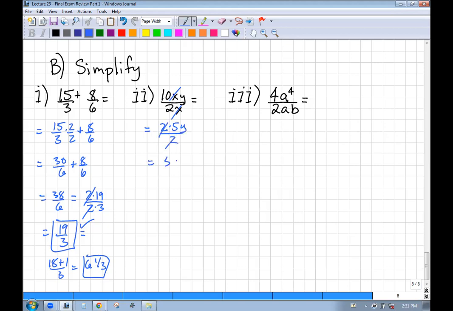We got 5y. But you could probably look at this and write that down, right? But again, show a little bit of work, but I know you're not just typing it into a calculator, right? You could look at it and go 5y. Boom.